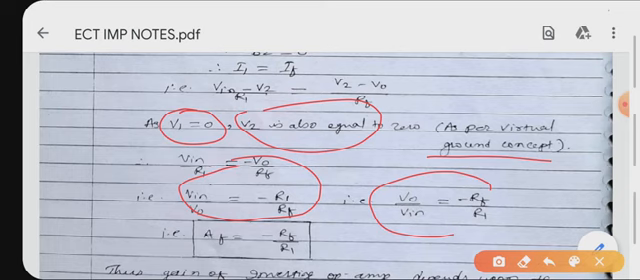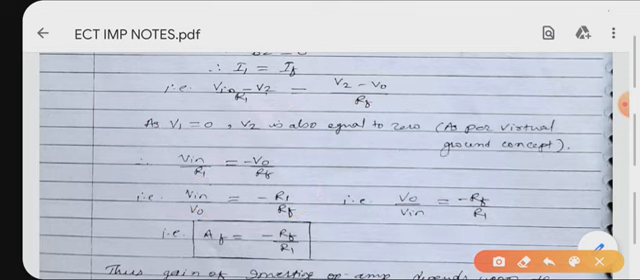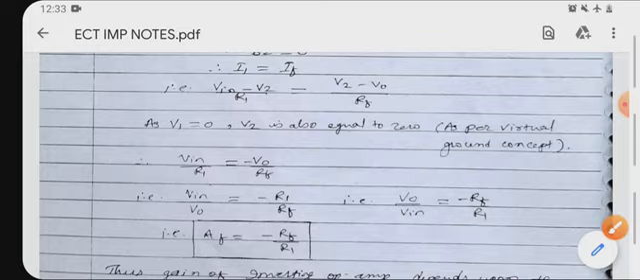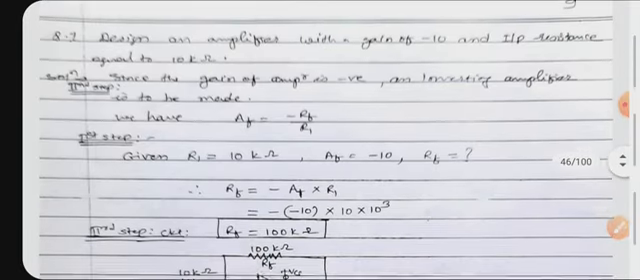And you can rearrange this. VO by Vin is equal to minus RF by R1. VO by Vin is nothing but output upon input, which is nothing but gain. And finally, you will get the equation for gain of inverting amplifier. It is equal to minus RF by R1. AF is equal to minus RF by R1. So this formula you have to keep in mind. The negative sign indicates that it is an inverting amplifier.